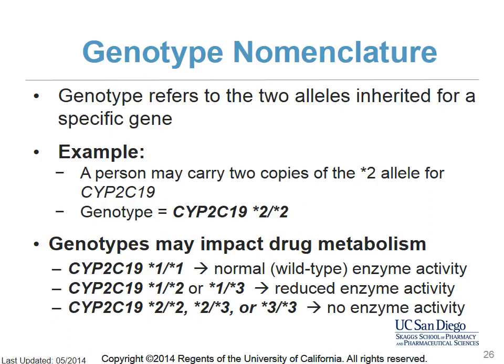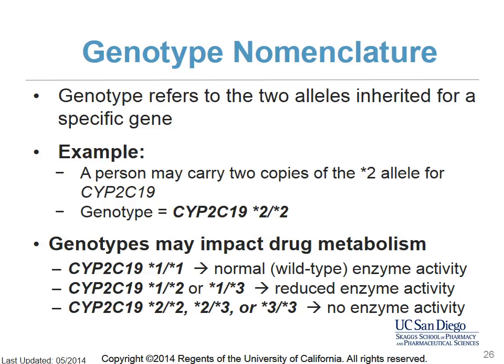Genotype nomenclature describes both alleles, or both haplotypes, carried by an individual. Here, our example is CYP2C19. A person may carry 2 copies of the star 2 allele for the CYP2C19 gene. In this case, their genotype would be described as CYP2C19 star 2 star 2. Alternatively, the person could carry 2 different alleles for this gene.